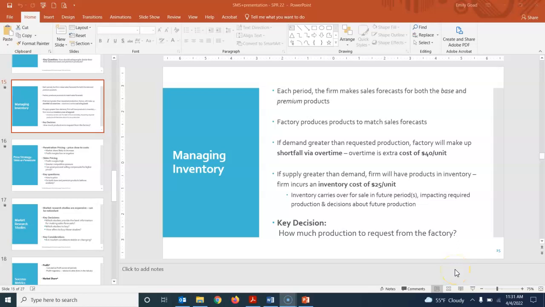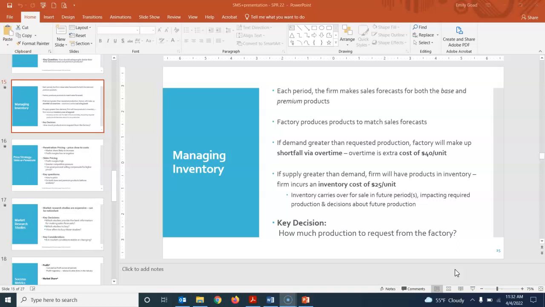All right. In regards to managing inventory, each period you're going to make a sales forecast for both the base and the premium product. What that means is how much do you want to produce? Things to note is that the factory is going to produce whatever you ask them to. You want to try to hit it pretty close, and it's hard to estimate that in the first quarter and even in the second quarter, but you'll start to get the hang of it.